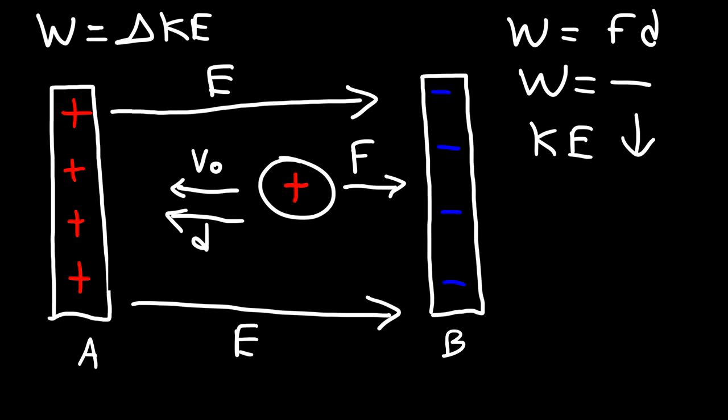And when the kinetic energy goes up, the potential energy goes down. And if the kinetic energy goes down, the potential energy is going up. So the change in kinetic energy is equal to the negative change in potential energy. So in this case, this charge is losing kinetic energy. It's slowing down. However, its potential energy is increasing.